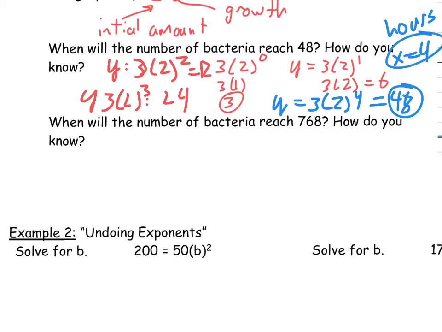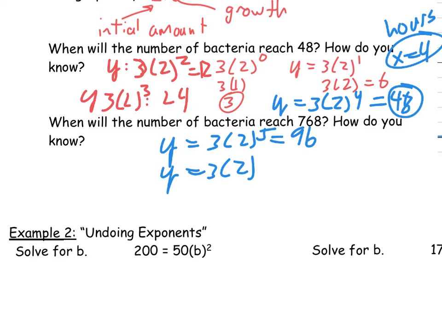So now it says, when will the number of bacteria reach 768? And how do you know? Well, we're just going to keep plugging in numbers until we figure it out. If you plug in 3 times 2 to the fifth, we'll use Desmos over here, and this is how you'd plug it in. 3 parentheses, then you'd plug in the 2, hit the little caret key, which is A to the B, and plug in 5, and we get 96. So it's not there yet. 3 times 2 to the sixth, I plug in 6, and I get 192.